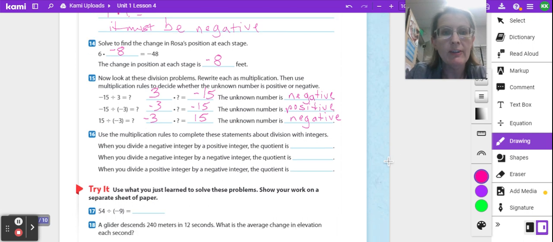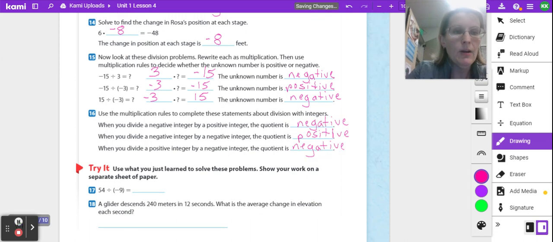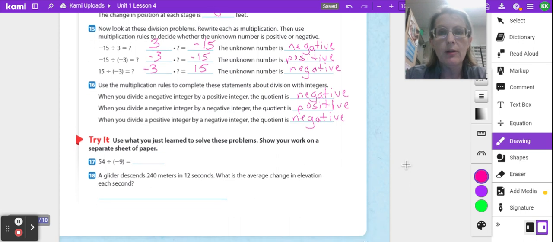Now try number 16 and then check it with the video. And remember, quotient means division. That's the key word that means divide. So for 16, you should have gotten negative, positive, negative. You could have gone back to the rules from the beginning of the unit to look at those, because the division rules are the same as the multiplication rules. And now last questions. Try number 17 and 18 and then check it with the video.